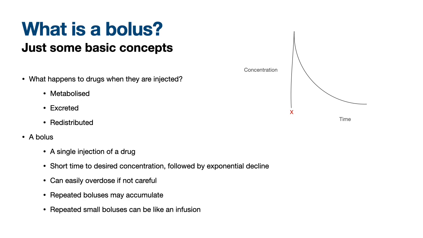So first of all, let's think about what happens to a drug when we inject it. If you look at the graph on the right hand side, the red X marks the point at which a dose of drug is injected. So let's say we inject 150 milligrams or 15 mils of propofol. And what we can see is a rapid rise in the blood concentration of propofol, followed by a decline in the concentration over time.